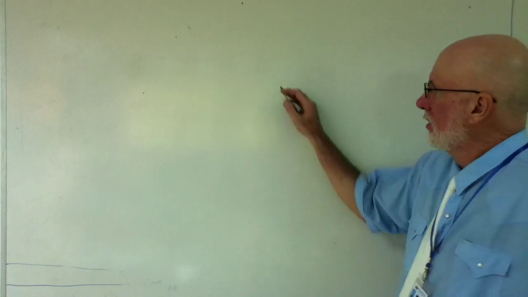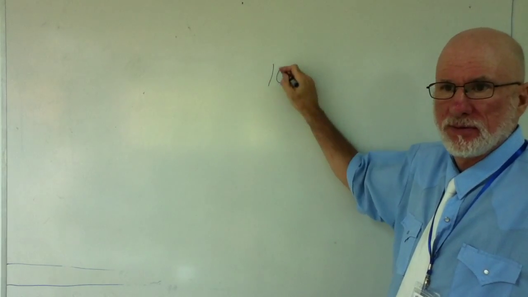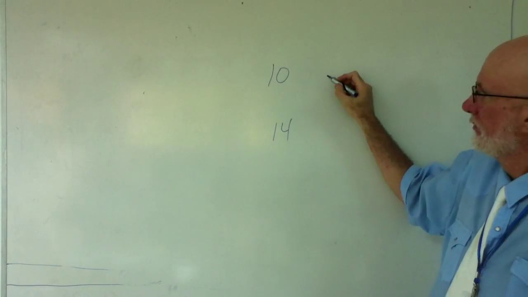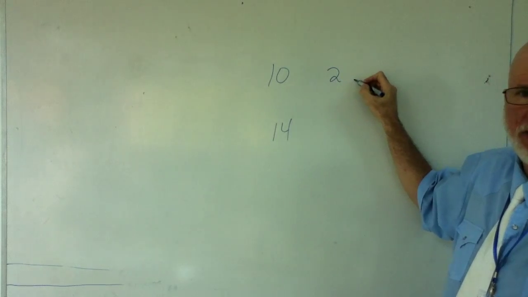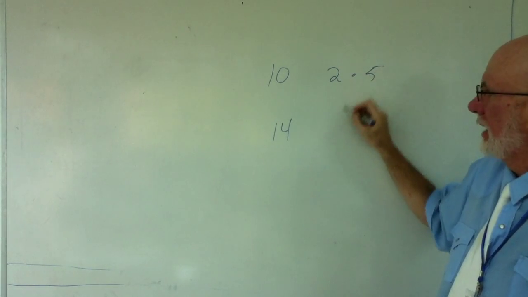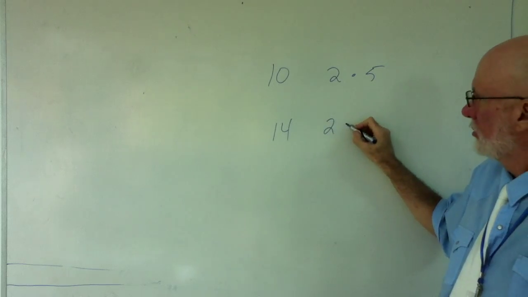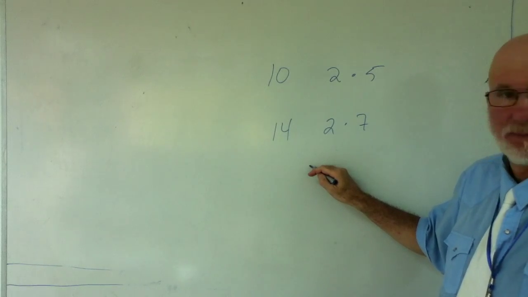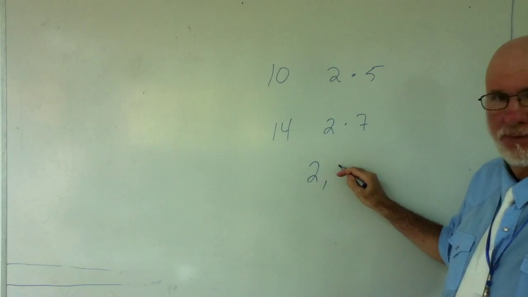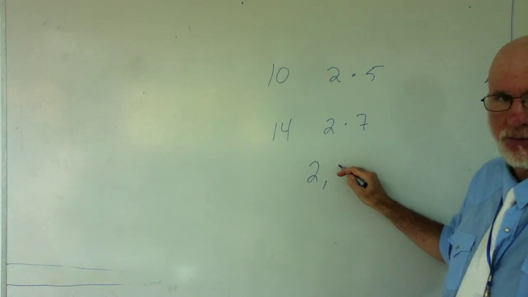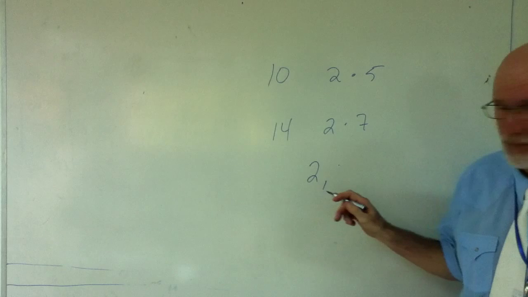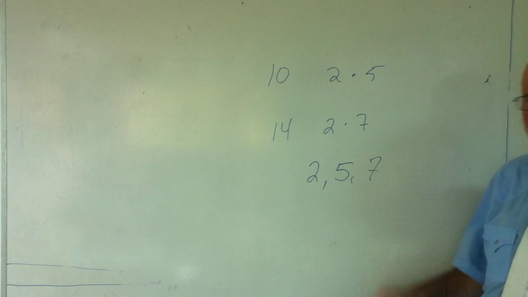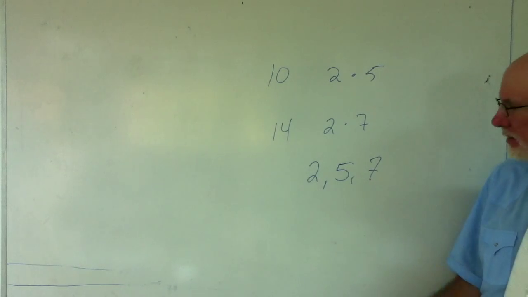All right, so what are the two numbers? 14 and 10, right? What are the primes for 10? 2 and 5, right, good. And what about 14? 2 and 7. So what's common? 2. Come on, guys, let's go. 2, 5, 7. Correct? All right.